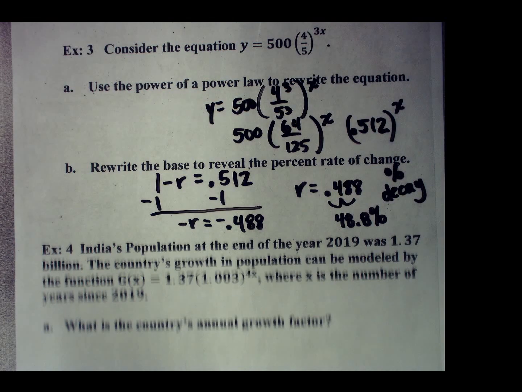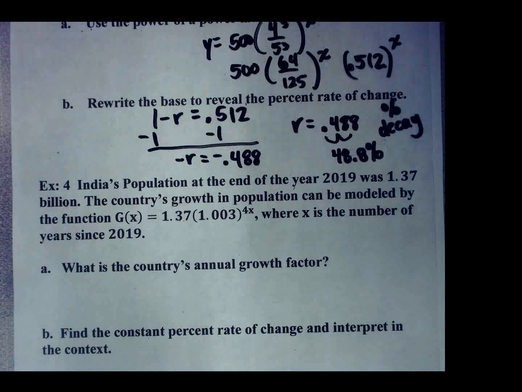Okay, last one. We're going to get a word problem in here to maybe make it make a little more sense. Okay, India's population at the end of year 2019 was 1.37 billion. The country's growth in population can be modeled by the function g of x equals 1.37 times 1.003 raised to the 4x, where x is the number of years since 2019. So we have to get the x by itself. So you're going to notice on a lot of these problems, it's not going to be raised to just plain old x. You have to use the properties of exponents to reveal that.